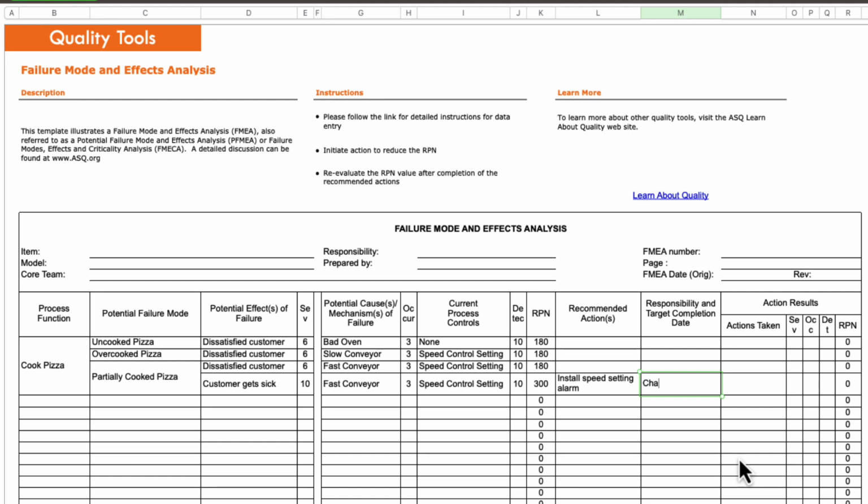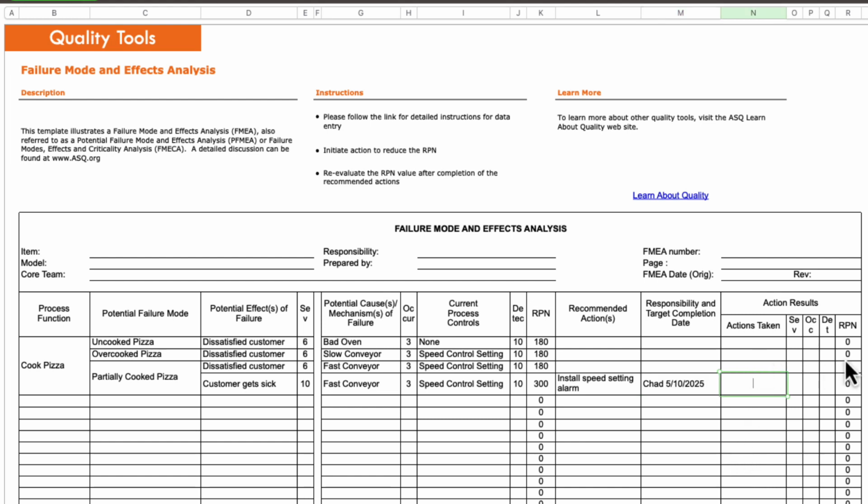And we're going to say Chad's going to do this. You always have a name in there, always a name, not a department. We want somebody we can actually go to and say, was this done? And then you would say the target completion date. I'll make up something here, 5/10/25.